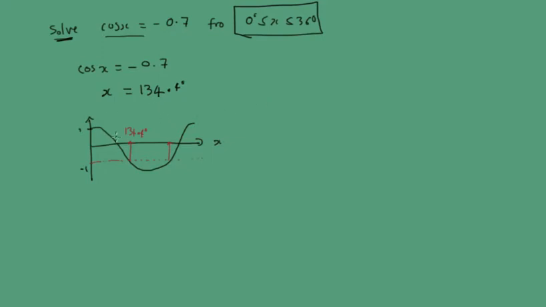This is 90, this is 270, and this is 180. So if we consider 360 minus 134.4, we'll get 225.6, and so this here is our second value because of the symmetry of the function. So x must be 134.4 degrees or 225.6 degrees.